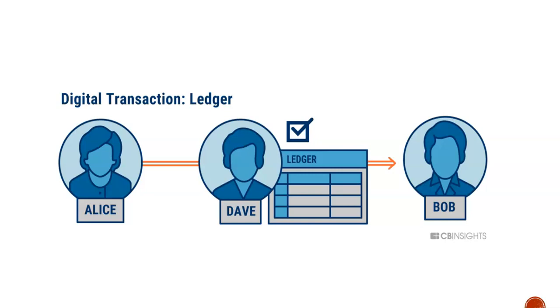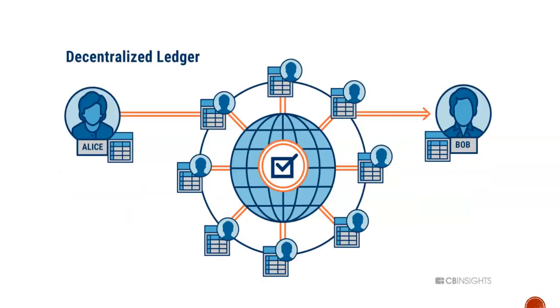But there's no other go. Both Alice and Bob should believe that Dave will be keeping track of the record properly. There is a possibility of having a middleman, but Alice and Bob completely depend on the middleman. What is a decentralized ledger then? The earlier one was a centralized ledger.